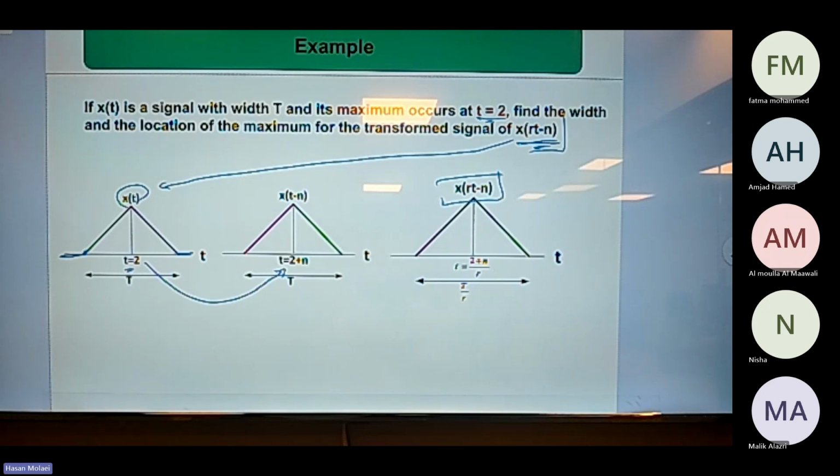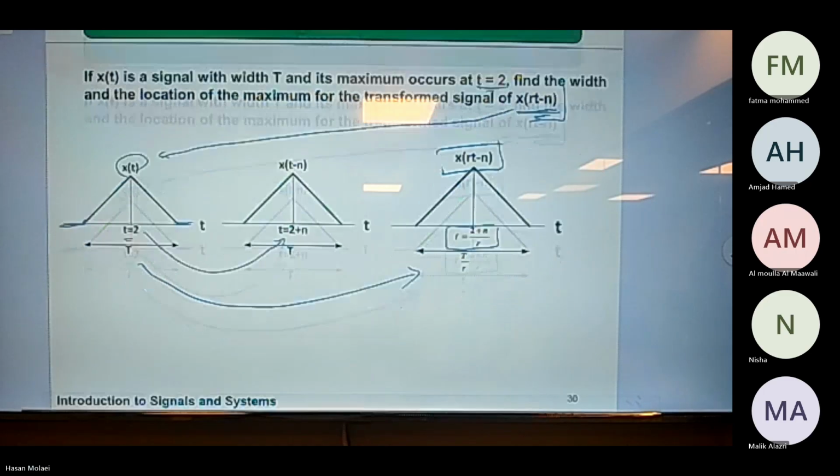After that, I need to apply R, which is the scaling. I should multiply the t by 1 over R. So now its maximum is at (2 plus N) over R, and its period for t now is T over R. It's going to be complex.